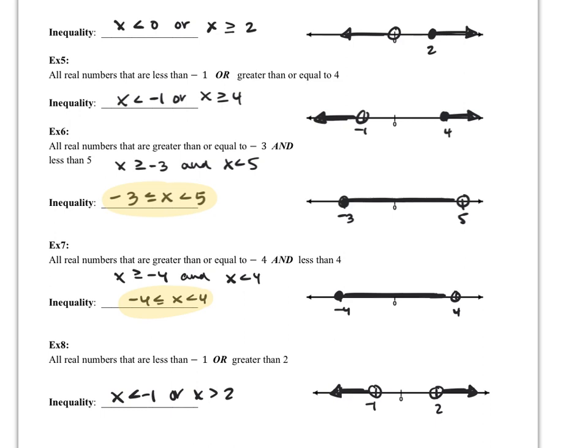For example 7, my bookends were -4 and 4. Make sure those numbers are going in order from least to greatest, and that it was x was greater than or equal to -4 and less than 4. So I've got closed circle at -4, open circle at 4, and in between are the numbers that would make x be both less than 4 but greater than -4 at the same time. And then my last one, x can be less than -1 and x can be greater than 2.